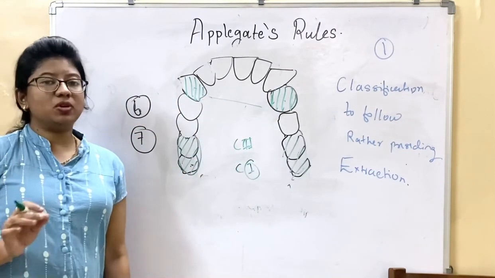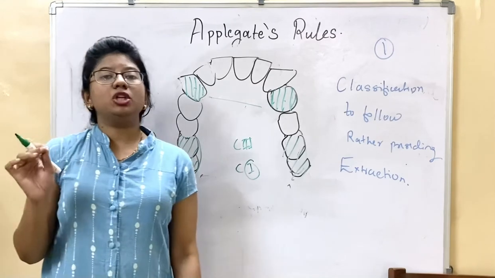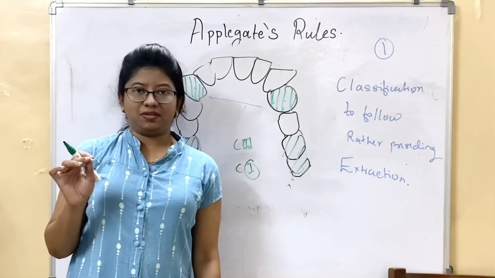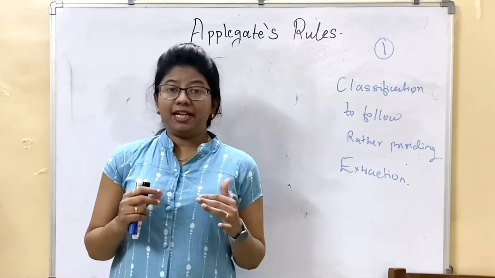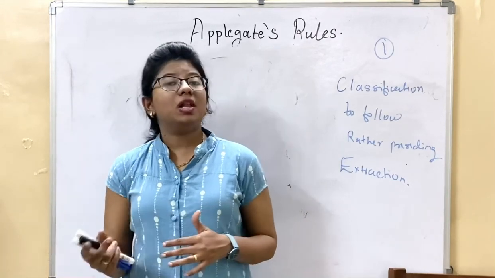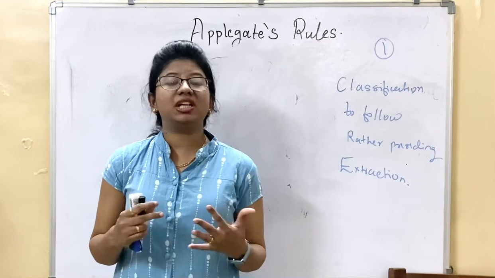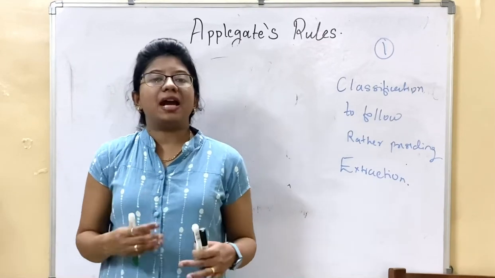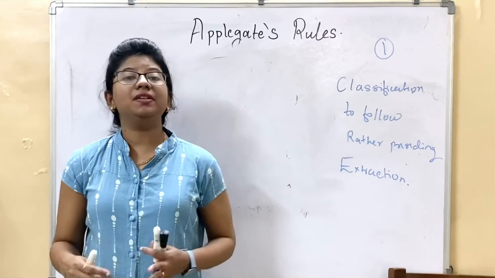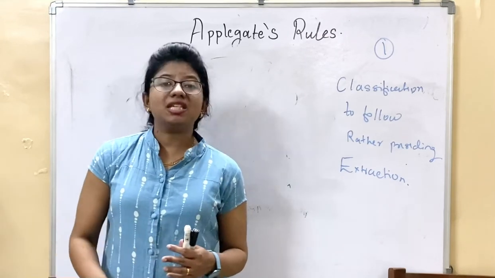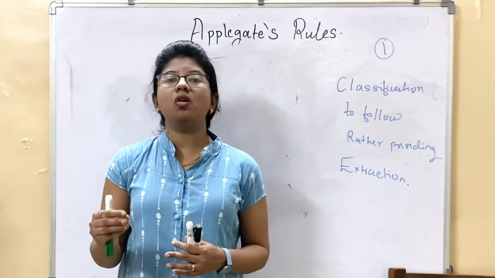So it's easy to understand. You need to use rule number 5 to determine the classification. Applegate has given these important 8 rules. You have to use all the 8 rules to determine which classification it is. So practice different diagrams to know how to classify and relate it with Kennedy's classification, as well as use Applegate's rules to solve all the diagrams.